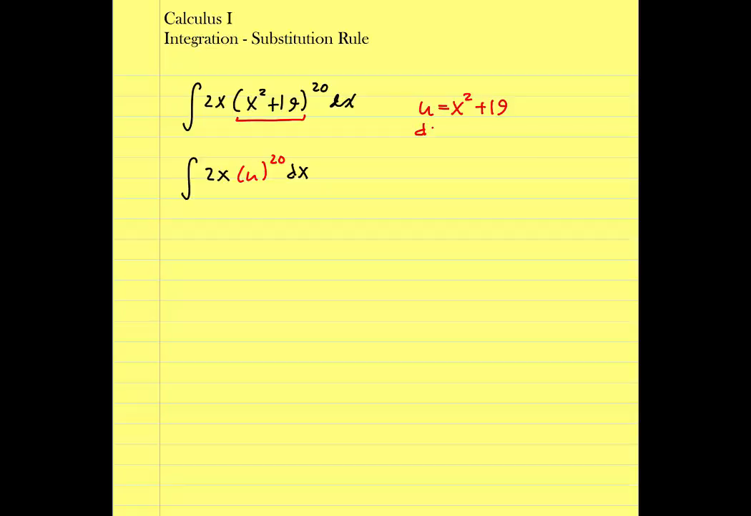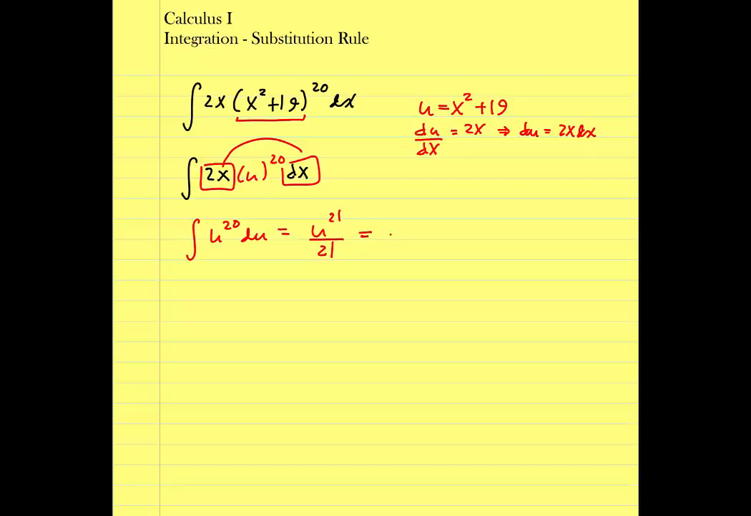So I come back up here and I think, okay, u is equal to x squared plus 19. What would be du dx, the derivative of u with respect to x? Well, that would be 2x, since the derivative of 19 is 0. And then if I solve for du, I'd multiply both sides through by dx. I'd get du equals 2x dx, and I have that right here. When I rewrite this integral, it ends up being u to the 20th du. Now that is a doable integral. You just go ahead and add 1 to the exponent and divide by the sum.